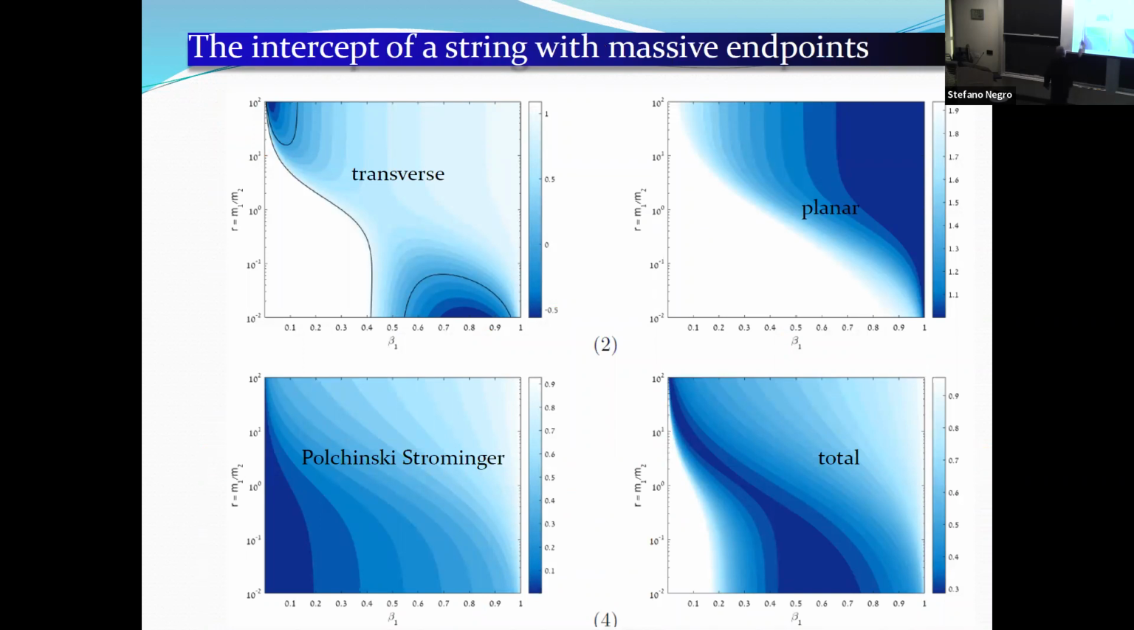There are these transverse modes. So what we have here is the intercept, for instance, from minus 0.5 to 1 as a function of beta. That's a velocity of one of the arms and the ratio of the masses of the arms. And you see when we cross these black lines, we go from positive to negative, which you will see in a moment is very important for us. We don't have negative in the planar, we don't have negative in the Liouville or Polchinski-Strominger. That's the total result.